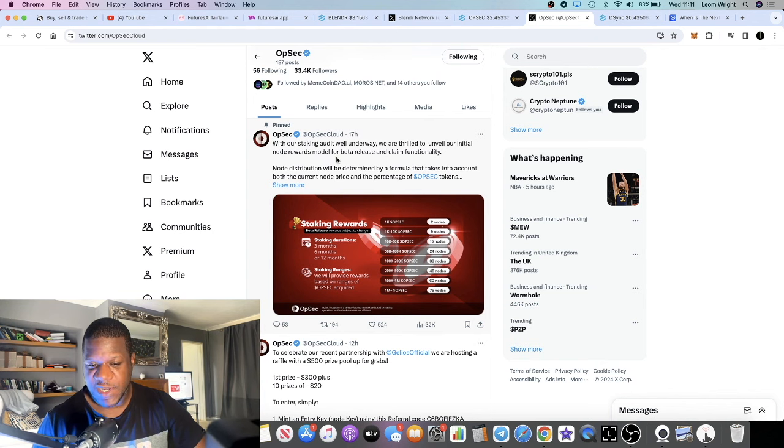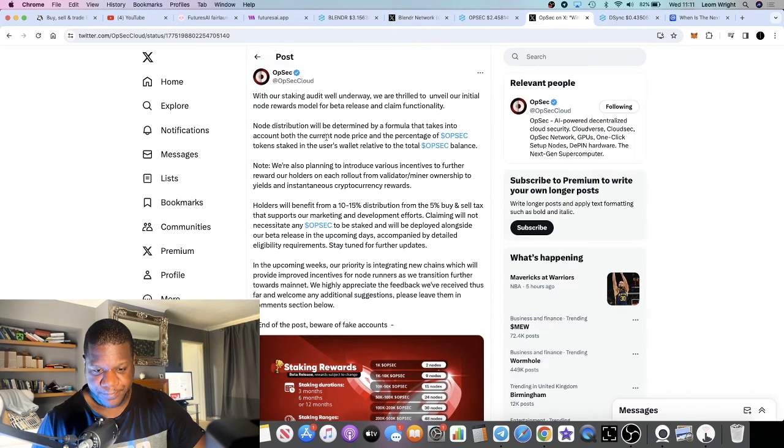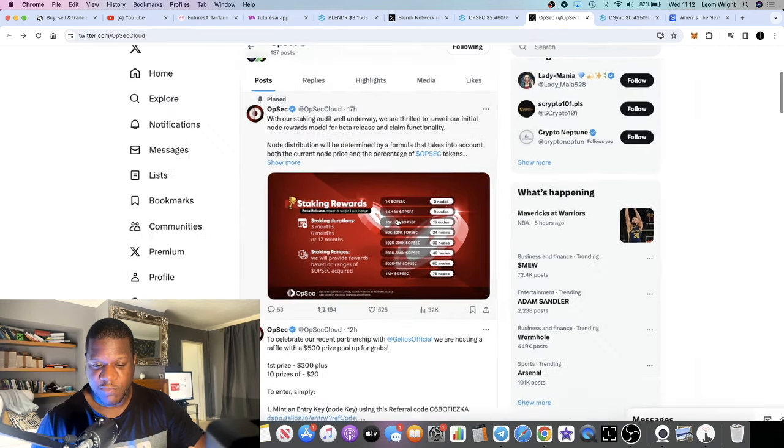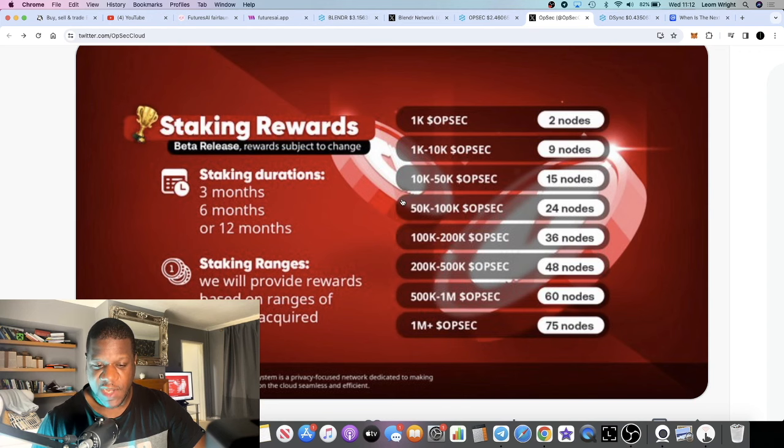They basically posted this 17 hours ago: with our staking audit well underway, we're thrilled to unveil our initial node rewards model for beta release and claim functionality. Node distribution will be determined by a formula that takes into account both the current node price and percentage of OPSEC tokens staked in the user's wallet relative to the total OPSEC balance, and they're going to be introducing various more incentives. Okay, guys, so you can read that in your own time. Obviously it does explain a little bit more, but ultimately this is what we've got to look forward to with OPSEC, staking rewards.